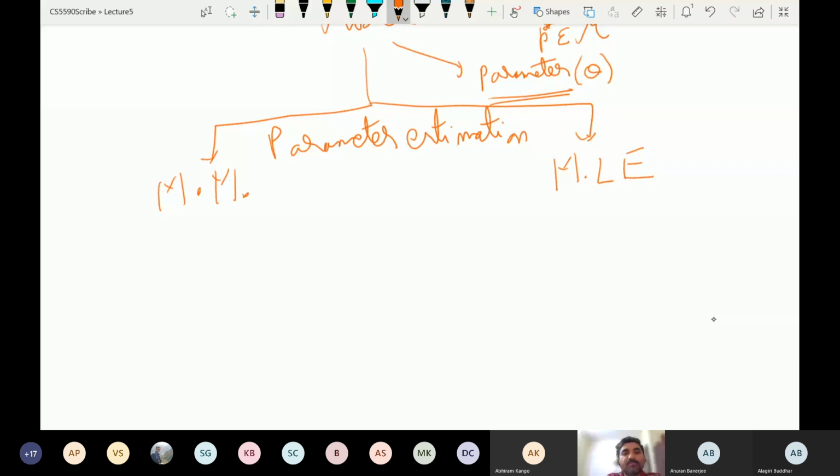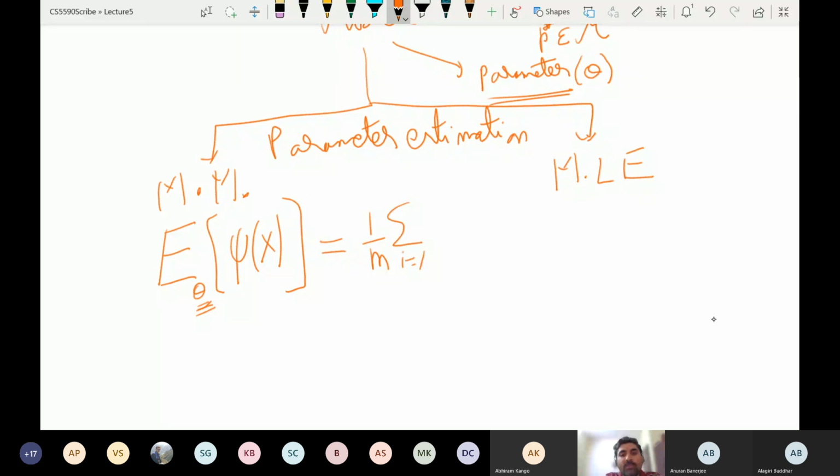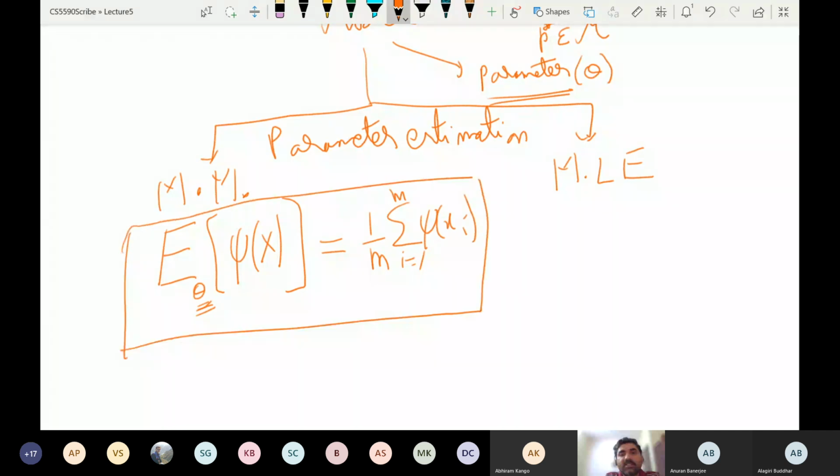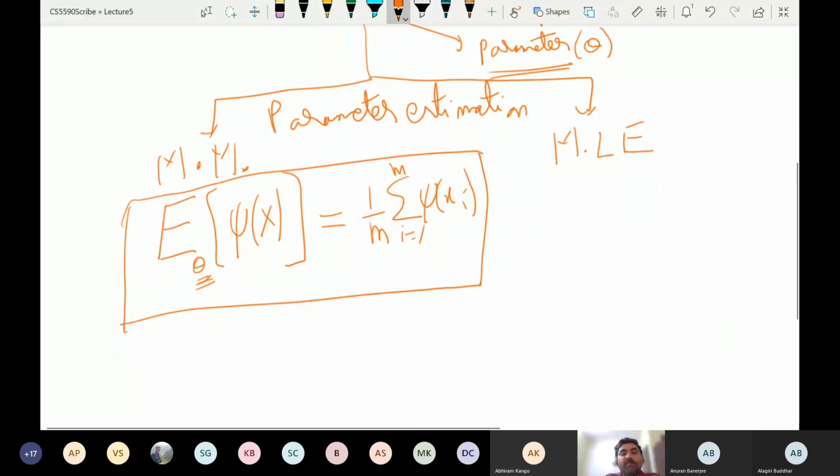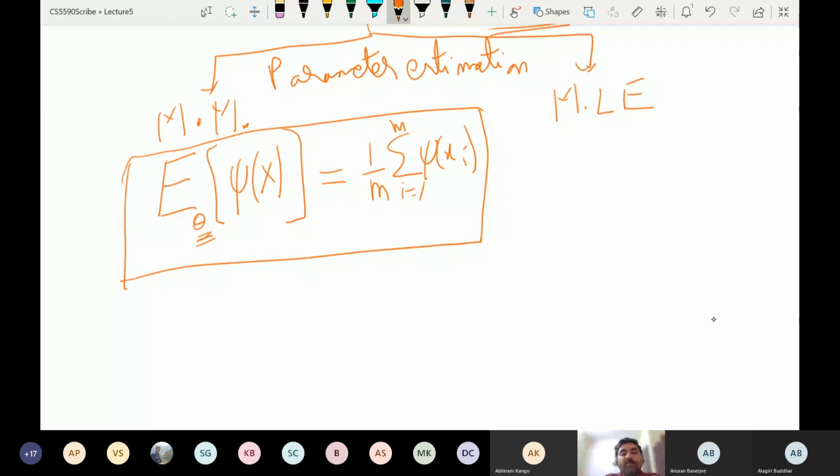In method of moments, the way you estimate theta is you compute the expectation of some function psi of the random variable, under the distribution specified by the parameter theta, and equate it to the sample version of the same moment. This is what is done in method of moments. So it is simply an expectation match, and the usual choice for psi is such that it is easy to retrieve the parameter values.